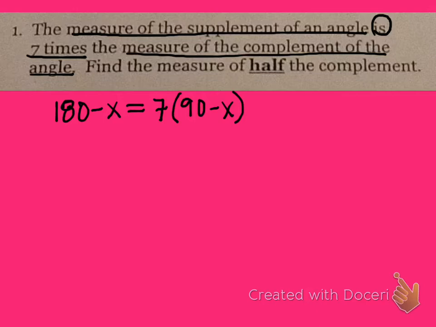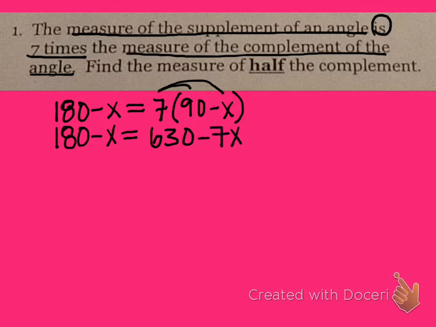So once you have your equation, you're going to solve it. When we're done solving, then we'll figure out the next part. So to solve, the first thing we want to do is distribute that 7. So 180 minus x equals 7 times 90 is 630. 7 times minus x is minus 7x, or negative 7x.